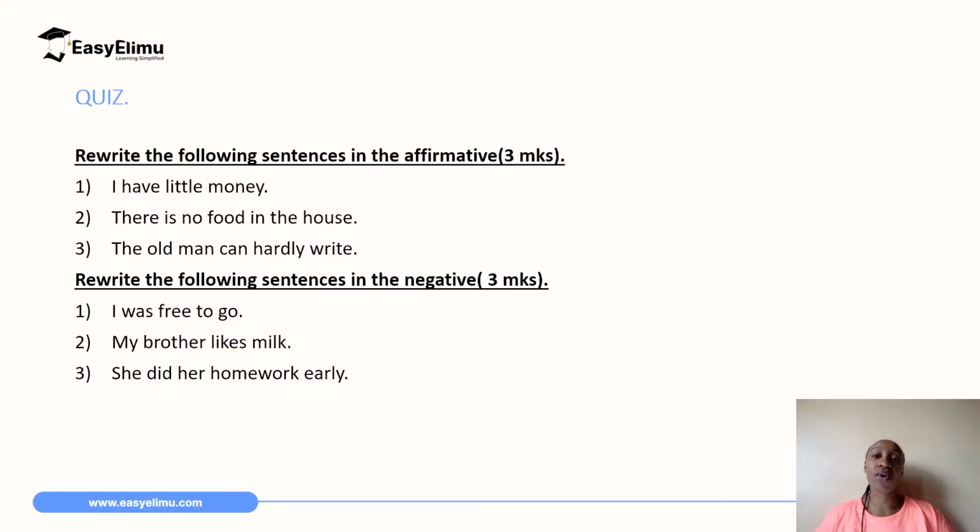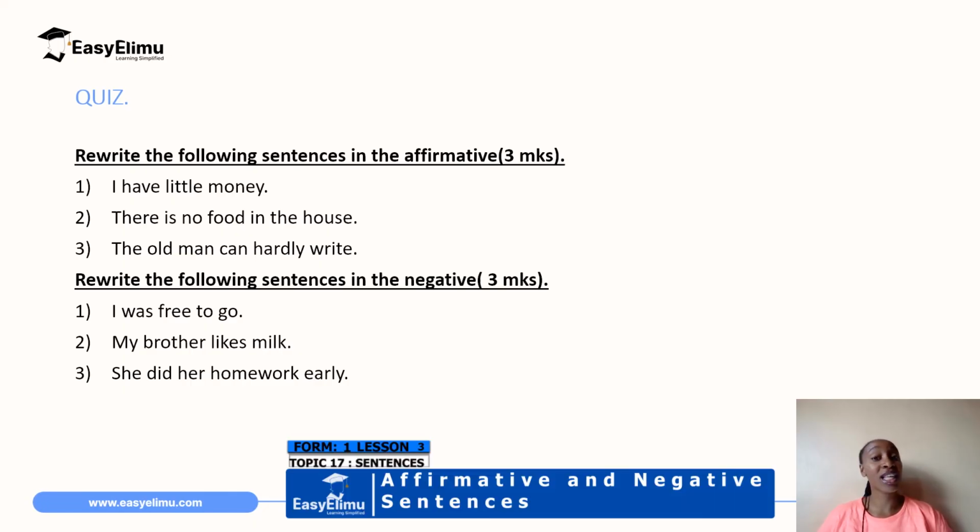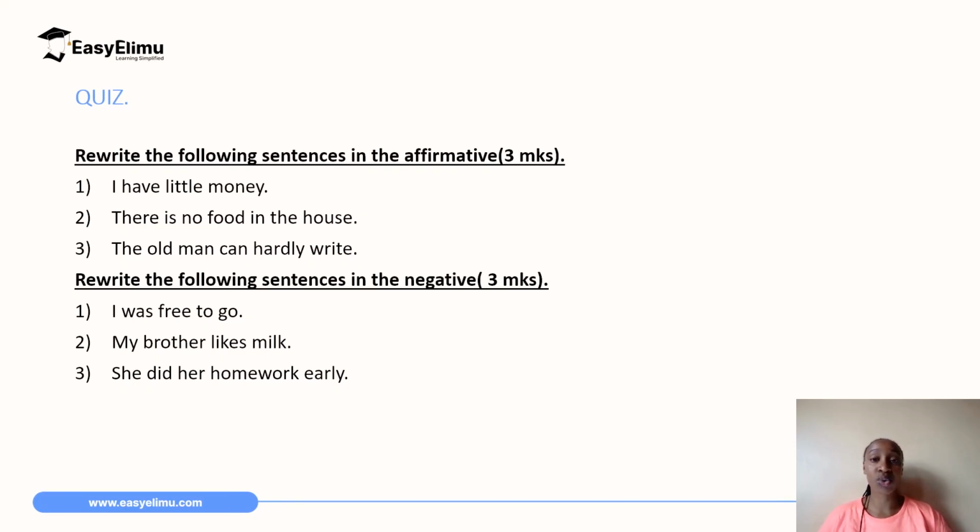So that's it for affirmative sentences and negative sentences. I hope you have understood and you're able to construct a sentence in the affirmative and convert it to the negative and vice versa. For further practice, you can have a look at the quiz. It's a two-part quiz. The first part, rewrite the following sentences in the affirmative. So these are sentences that are in the negative, and you are going to rewrite them in the affirmative. And the second part, rewrite the following sentences in the negative. Those sentences are in the affirmative, and you're going to rewrite them in the negative.